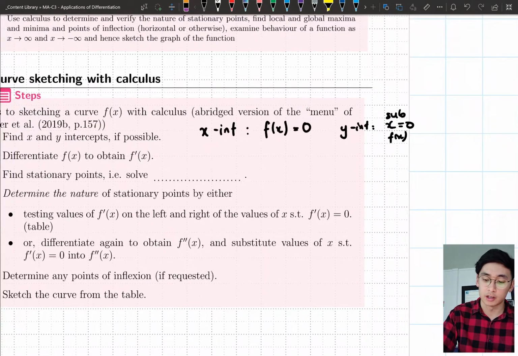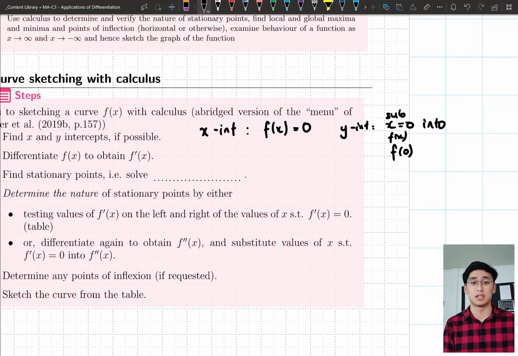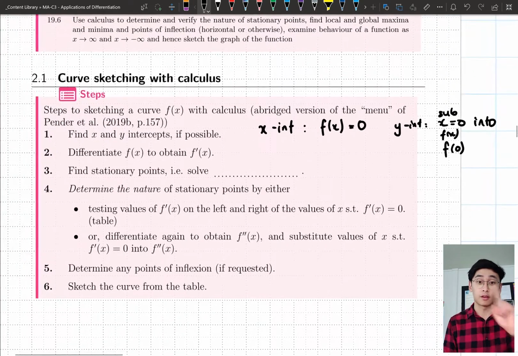Let me write that a little bit cleaner. We sub our x is equal to 0 into f of x, so we want to find f of 0. Okay, so that's our first step. Usually you want to find this. In some of our earlier questions the numbers were a little bit more difficult, but often you do want to do this step of finding the x-intercept and the y-intercept. Okay, so that's our first step.